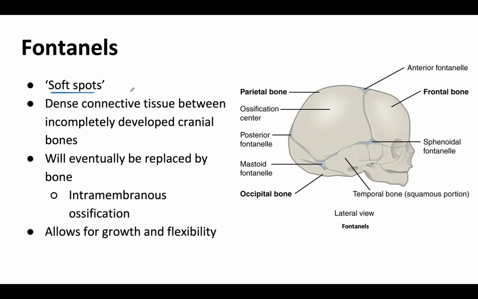And that's very important. Otherwise, if they were the sutures that are immovable, you wouldn't be able to grow in that way. Also, this allows for flexibility as well. Think about getting the relatively large skull through the birth canal. So having some flexibility in this region is important. Eventually, the fontanelles will be replaced by bone via intramembranous ossification, and then the connective tissue that remains between the bone, these are referred to as the sutures.